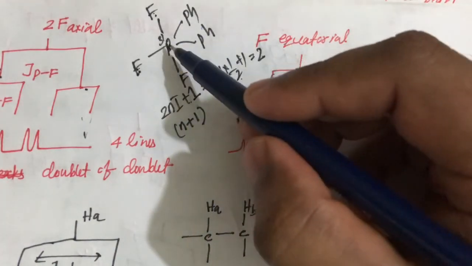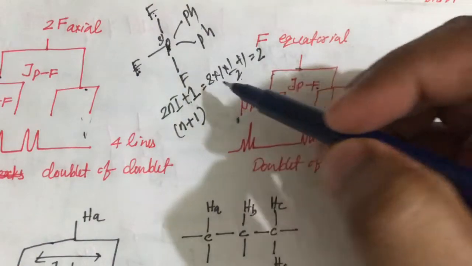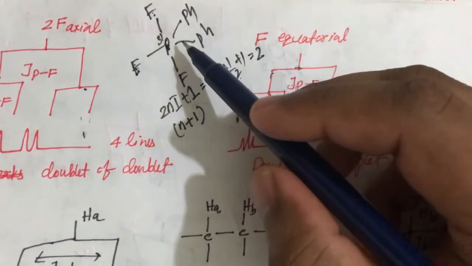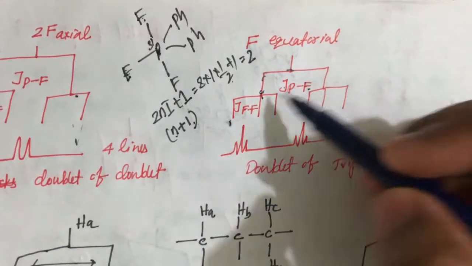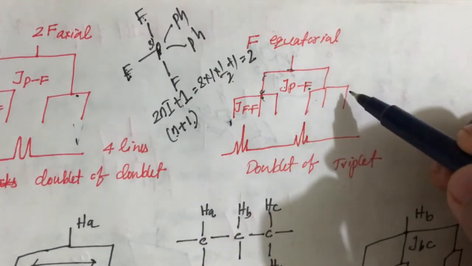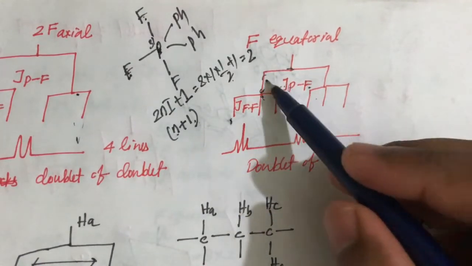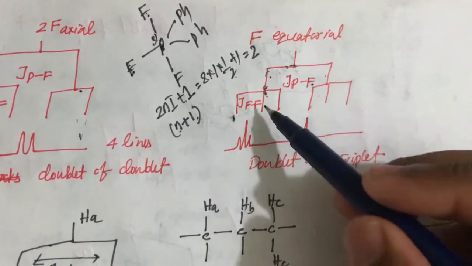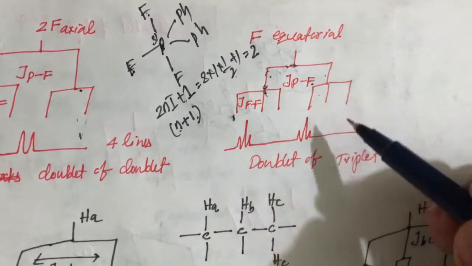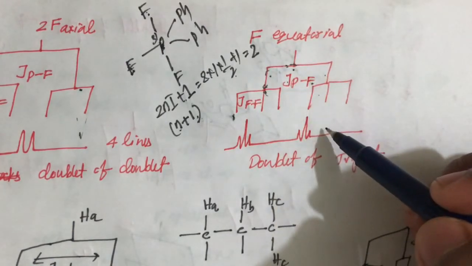Now it will couple with the 2 axial fluorine. So 2 means N plus 1 gives you 3. So each peak splits into 3. That means you can have doublet of triplet. First split into doublet, then again split into triplet. That means it is doublet of triplet.